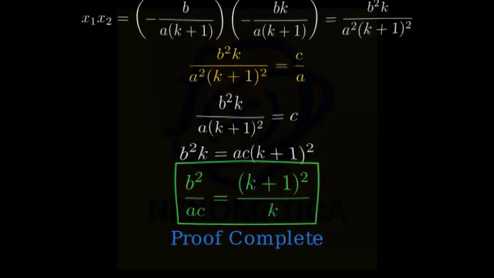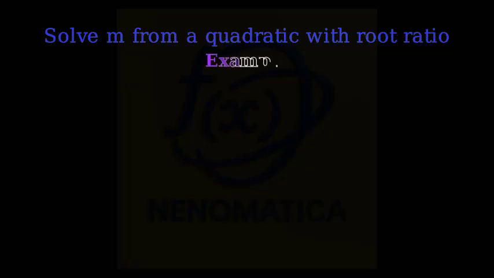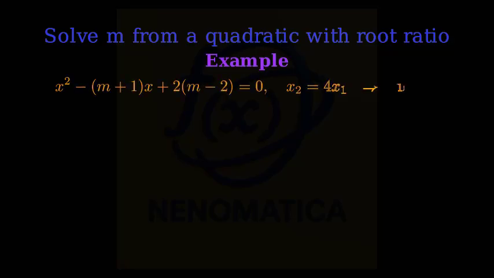Proof complete. In this lesson, we will solve for m in a quadratic where the roots have a given ratio. Here is the example we will follow exactly step by step. Step 1. Use the rule for a quadratic when one root is k times the other. If x2 equals k times x1, then b squared over ac equals the quantity k plus 1 squared over k. For our problem, k equals 4.